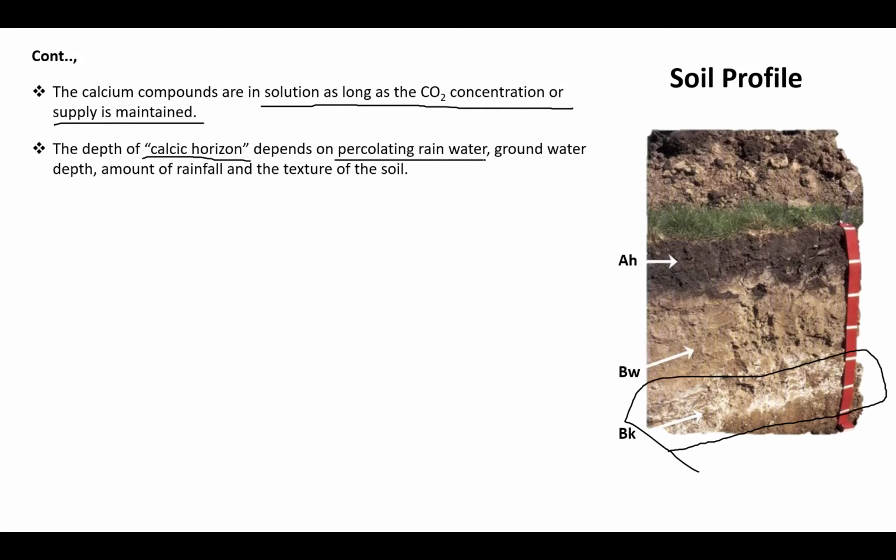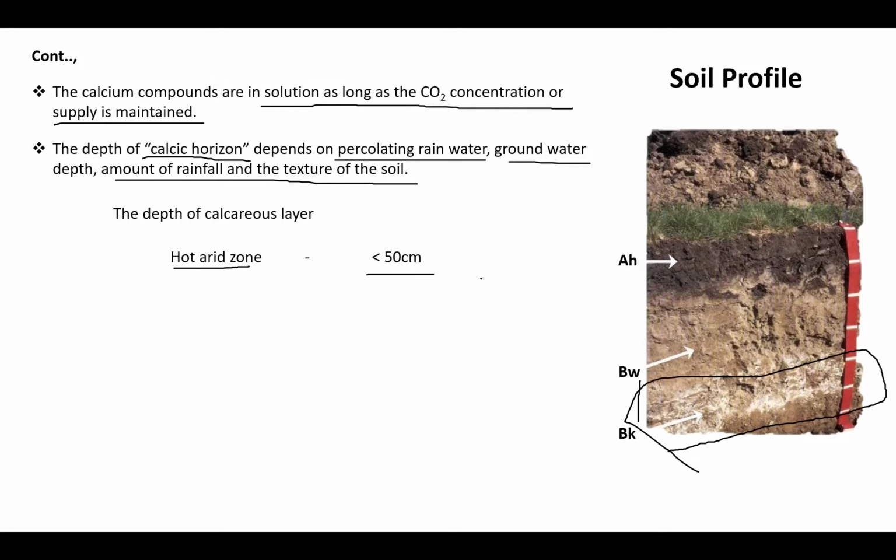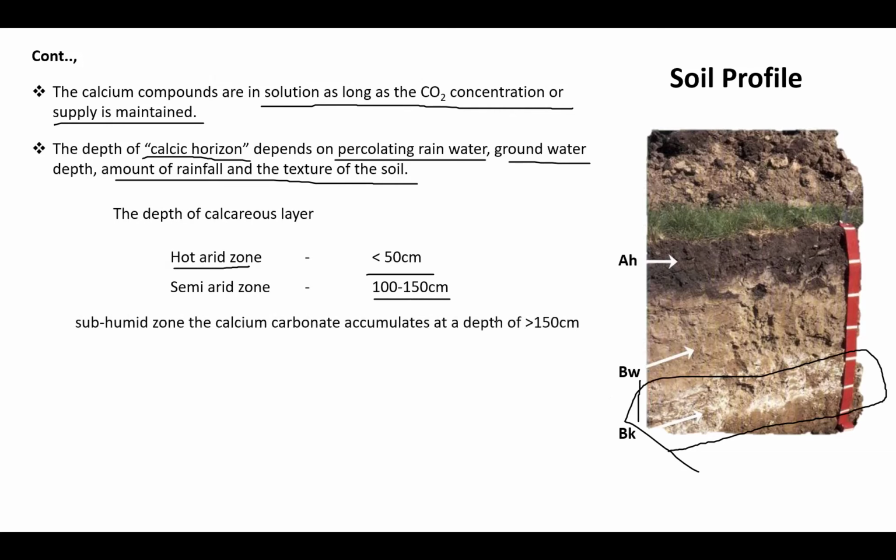The depth of this calcic horizon depends upon the percolation of rainwater, groundwater depth, amount of rainfall and texture of the soils. For example, the depth of the calcium layer varies: in hot and arid zones the depth is less than 50 centimeters, in semi-arid zones we can see 100 to 150 centimeters, followed by subhumid zones where the calcium carbonate accumulation is more than 150 centimeters.